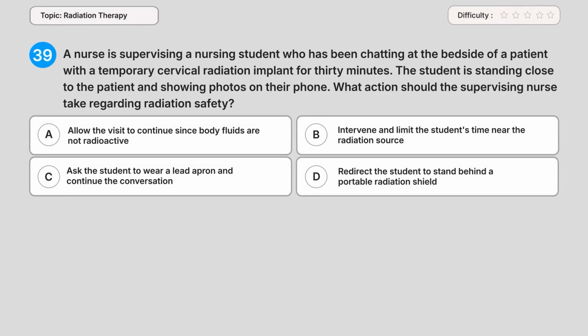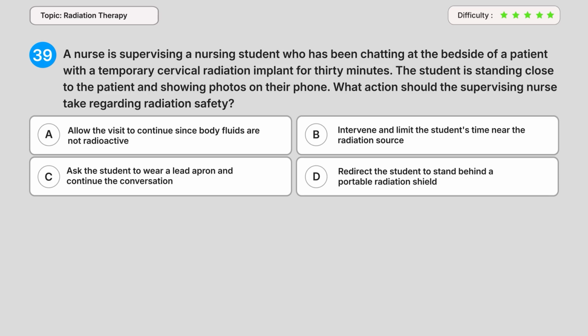39. A nurse is supervising a nursing student who has been chatting at the bedside of a patient with a temporary cervical radiation implant for 30 minutes. The student is standing close to the patient and showing photos on their phone. What action should the supervising nurse take regarding radiation safety?